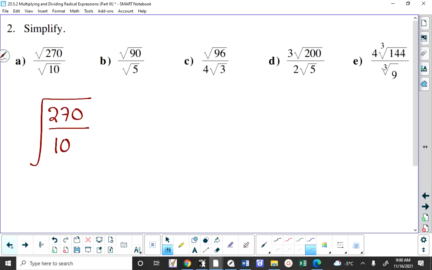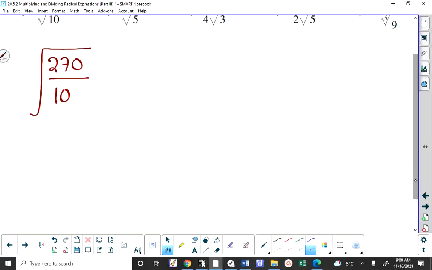In other words, 10 divides without remainder into 270, so we end up with, this is overkill, Reagan, but we end up with root 27 over 1. I don't think we need to write over 1, but 270 over 10 reduces to 27 over 1. That means that this is simply equal to root 27, and now we have to go through our checklist.